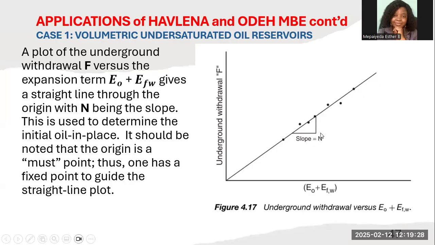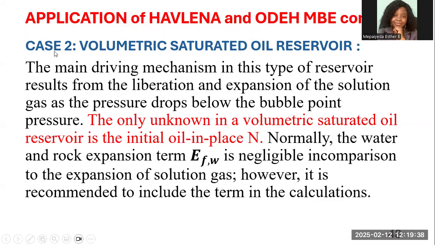So we can see how both Schilthuis material balance equation and the Havlena and Odeh has made the estimation of N possible. Okay, so let's look at case 2. Case 2, volumetric saturated oil reservoir. So you know what this means now from my previous explanation of case 1. Case 2, it is volumetric. There is no water inflow. It is in the saturated state, oil reservoir. So your pressure has crossed the PB. So pressure has come below. It has hit the PB and probably below.